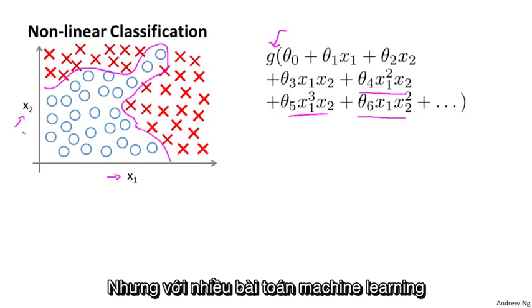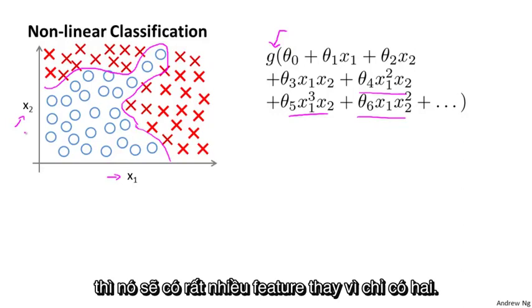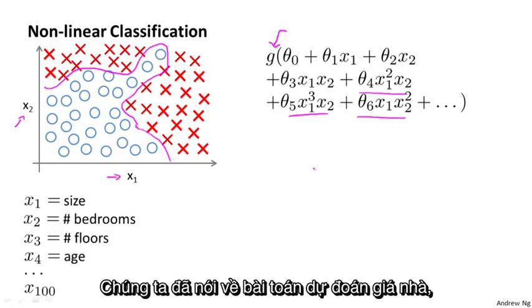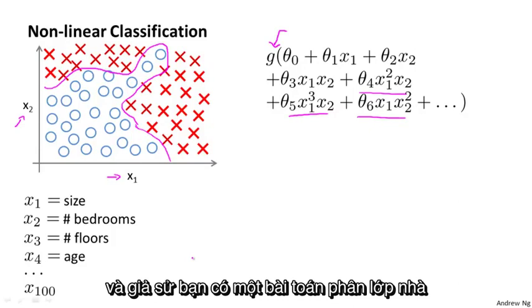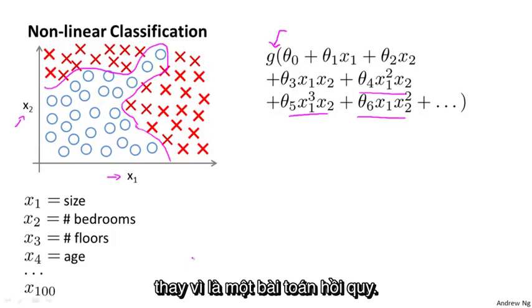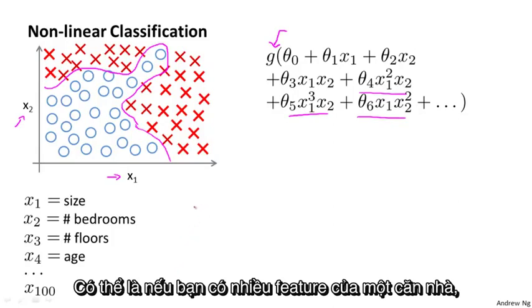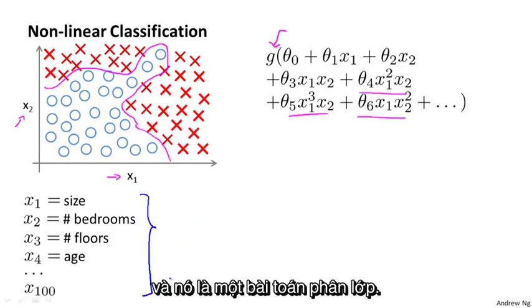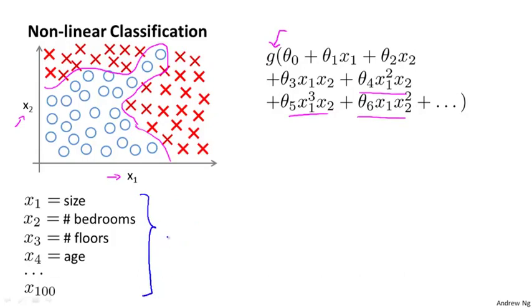But for many interesting machine learning problems, we have a lot more features than just two. We've been talking for a while about housing prediction, and suppose you had a housing classification problem rather than a regression problem. Like maybe if you have different features of a house, and you want to predict what are the odds that a house will be sold within the next 6 months. So that would be a classification problem.